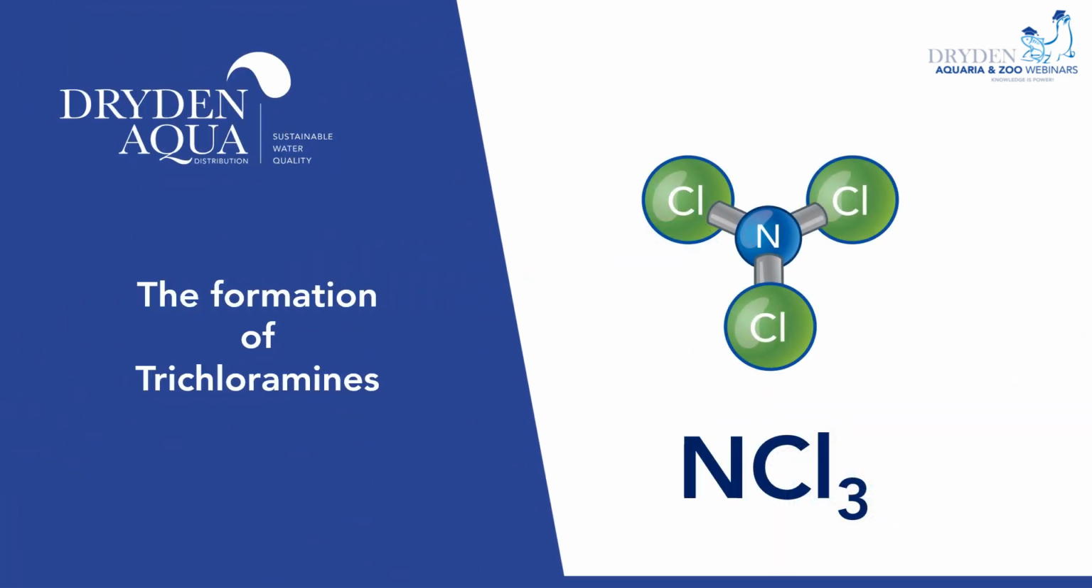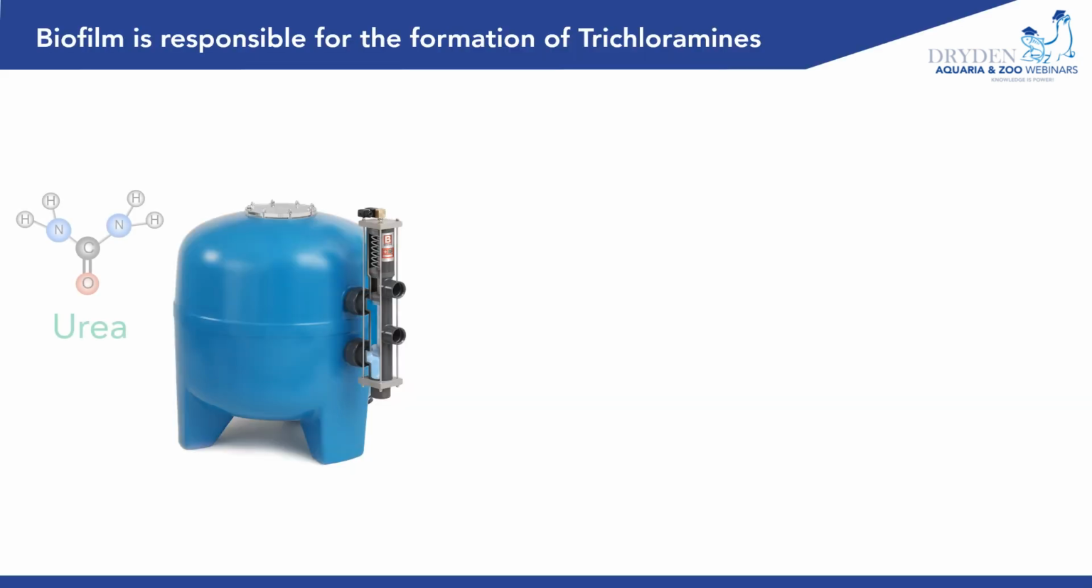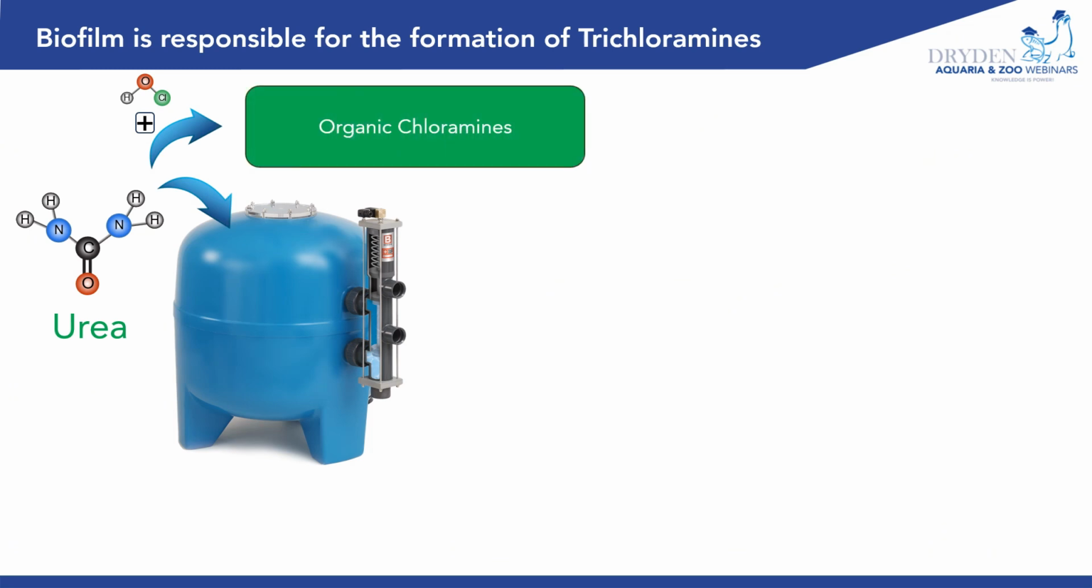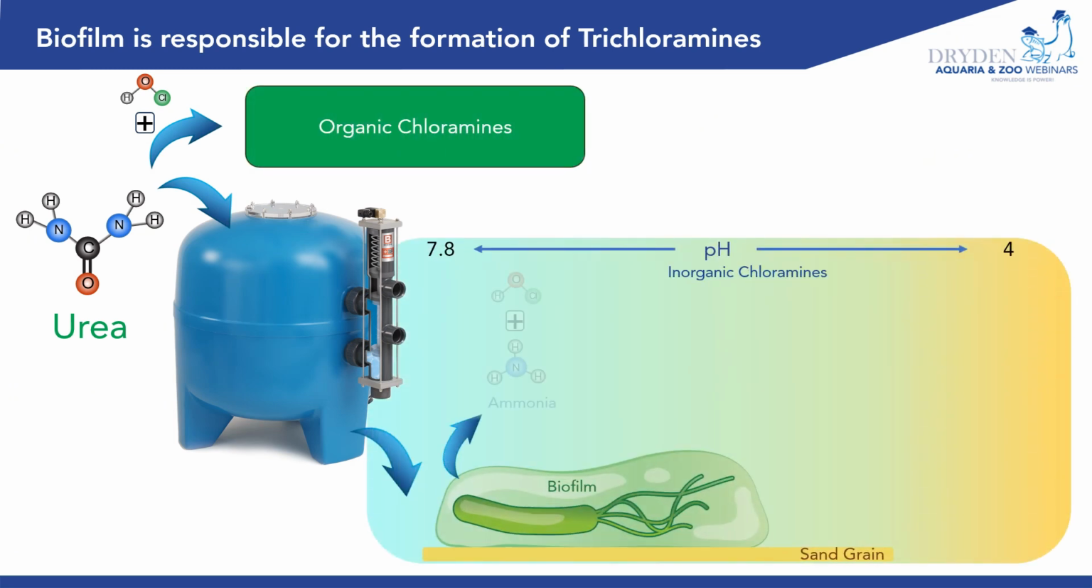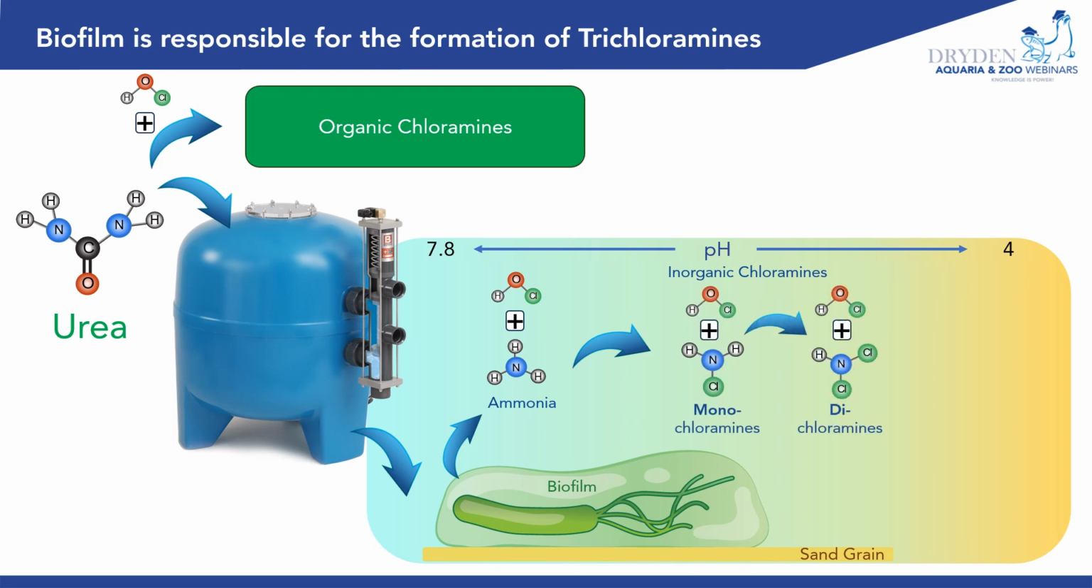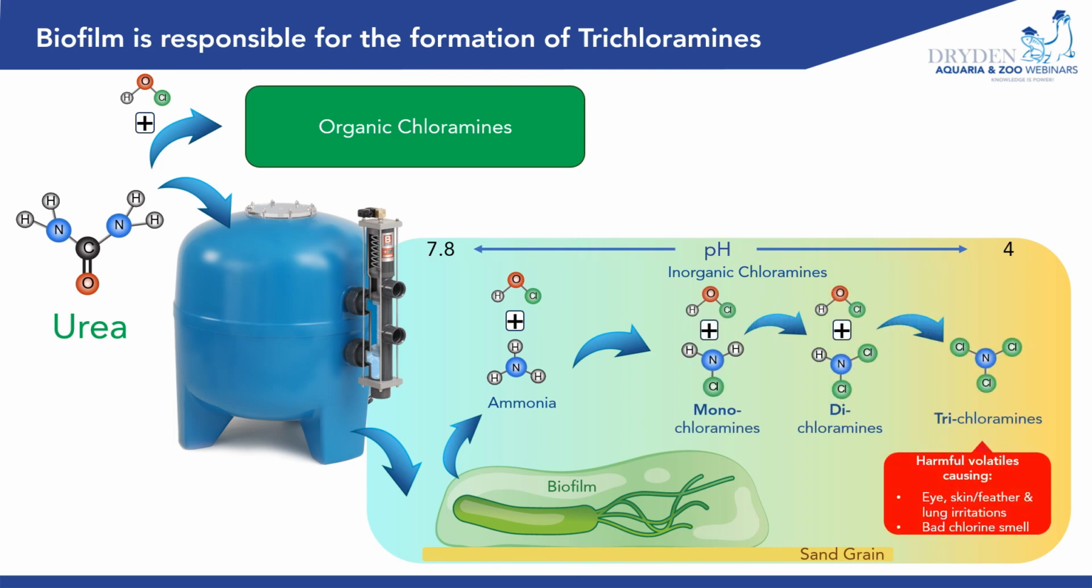So how exactly do these trichloramine compounds form? Trichloramine production happens when urea and ammonia, commonly found in organic matter, react with chlorine. Even at a neutral pH, acidic conditions on biofilms inside filters can lead to formation. The reaction process is relatively slow. Therefore, removing these precursors can significantly reduce trichloramine formation.